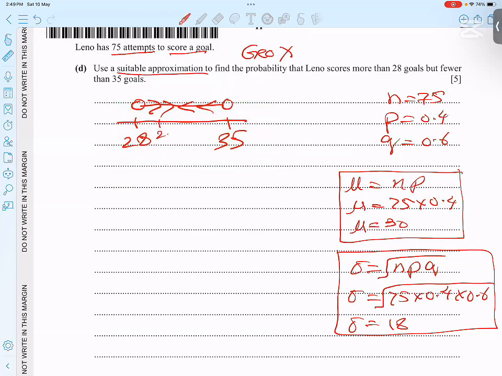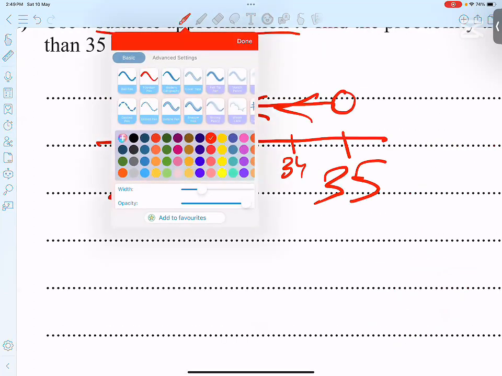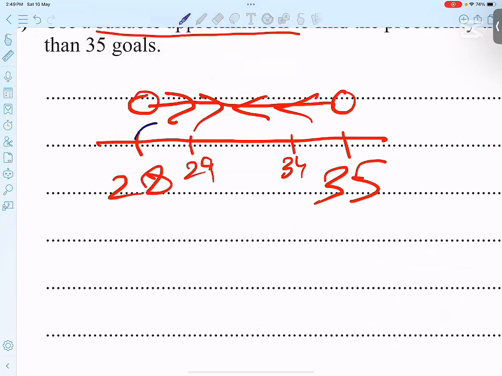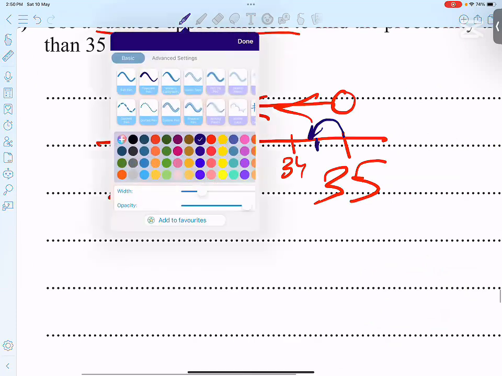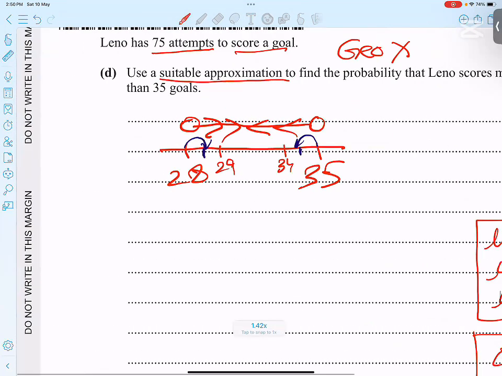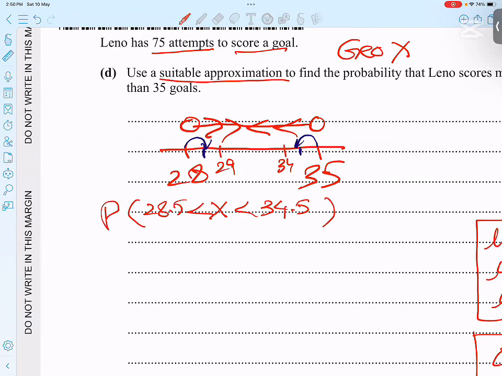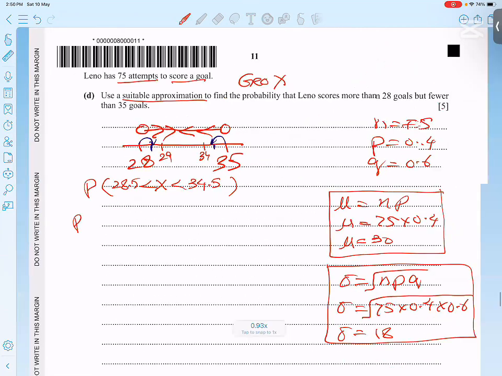Let me zoom and tell you. Because here we have 29 and here we have 34, according to the situation, for continuity correction, I will move 0.5 here, and for continuity correction, I will move 0.5 here. I hope you understood very well how I got these values. So this is 28.5, this is 34.5. So it means X is less than 34.5 and more than 28.5.